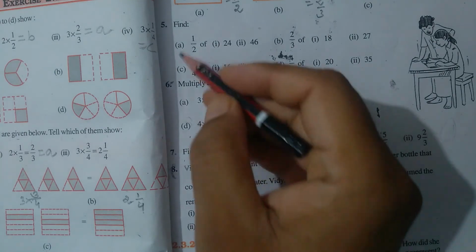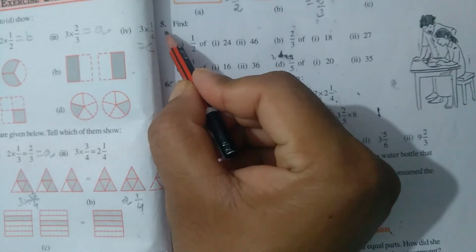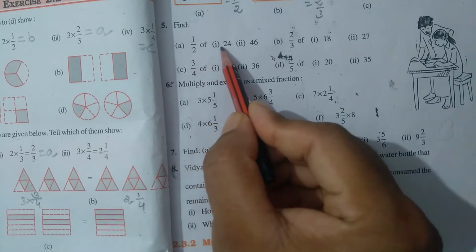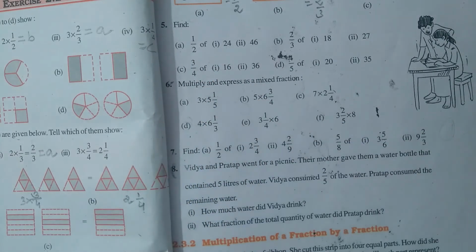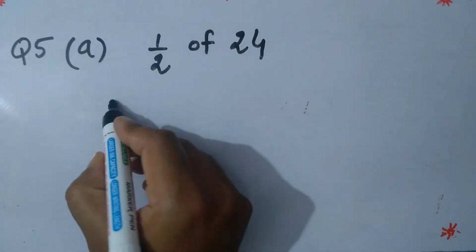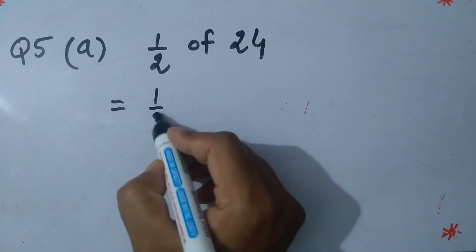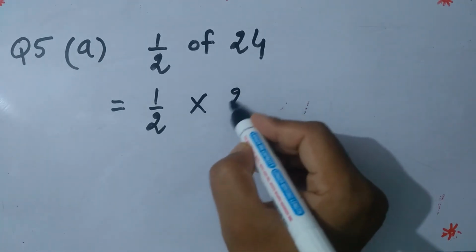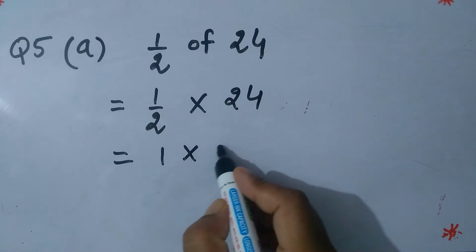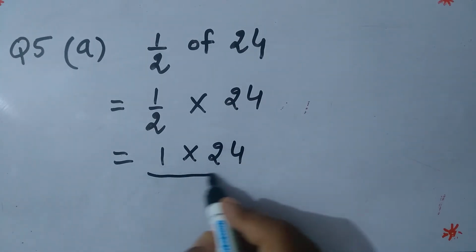Now coming to the next question, question number 5. Find A part. 1 by 2 of 24. 1 by 2 of 24. It means 1 by 2 into 24. So that means 1 into 24 divided by 2.